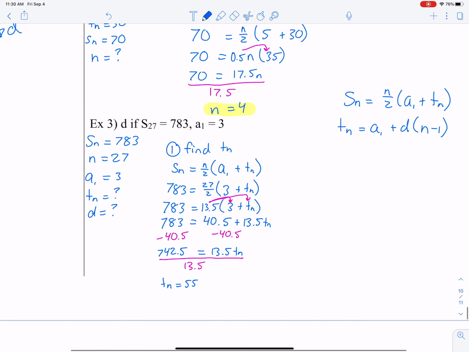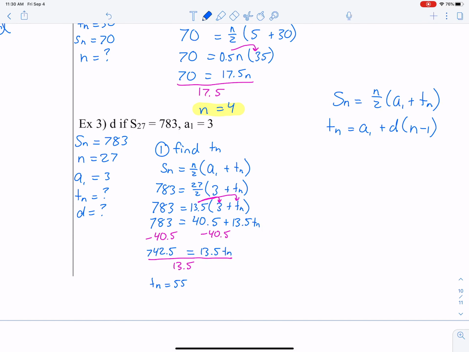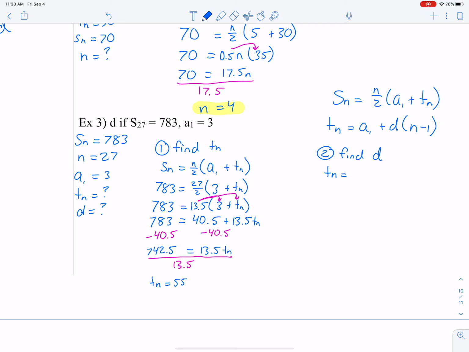Okay. Now I can take my formula from yesterday to find D. Tn equals A1 plus D times (n minus 1). I'm going to use this formula from yesterday to be able to find the D. So we know our Tn is 55. We just calculated that. A1 is 3. We don't know the D. And then n minus 1 gives me 26.